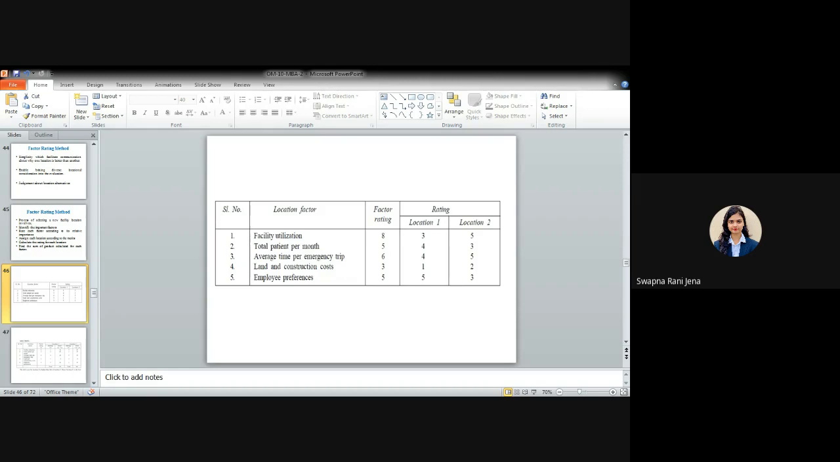Done, sir. Okay. So now, how to use this particular method, especially the factor rating method, in the next part. Just a minute.